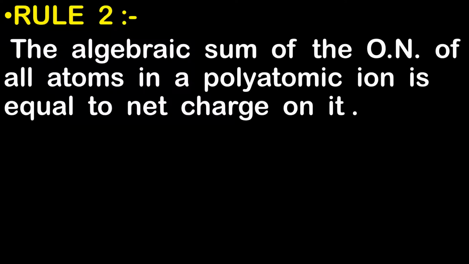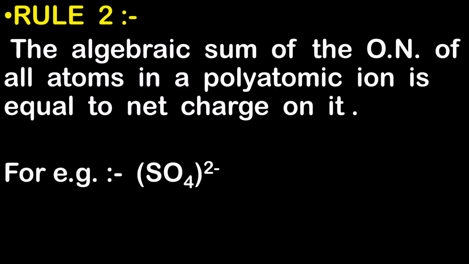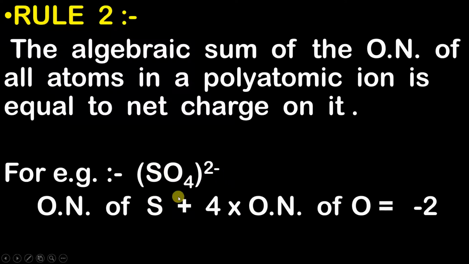Let's again take an example of SO4 2 minus. Now, what is this 2 minus, guys? This 2 minus is nothing but the charge on SO4. The charge on SO4 is 2 minus. Therefore, the oxidation number of sulfur plus 4 times the oxidation number of oxygen. Why am I taking 4 times the oxidation number of oxygen? Because here there are 4 atoms of oxygen present.